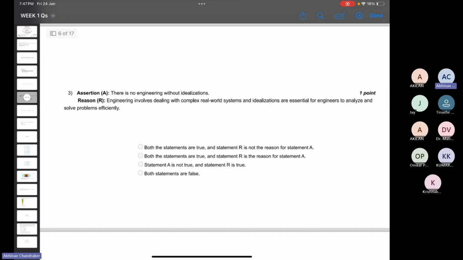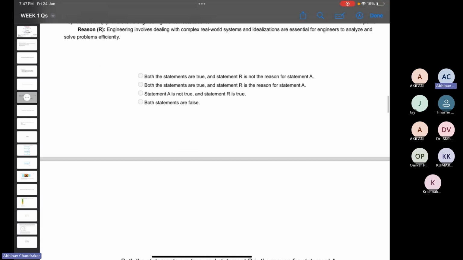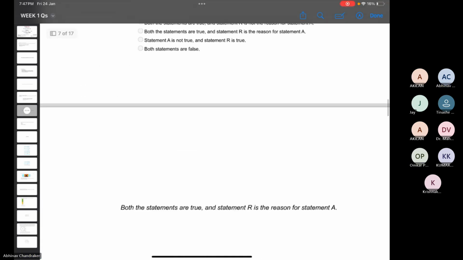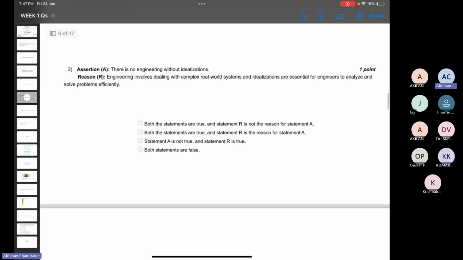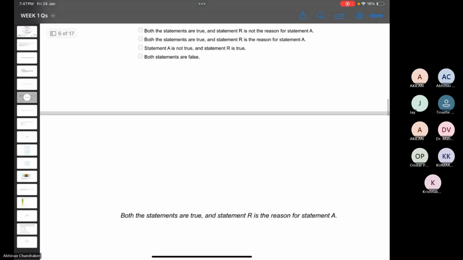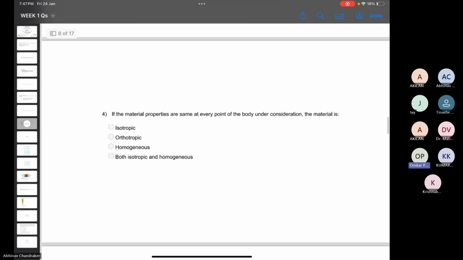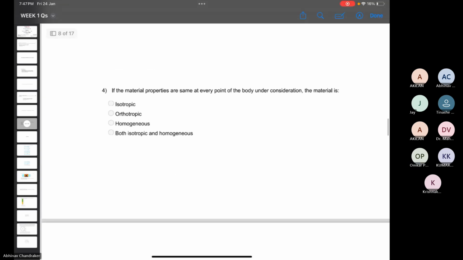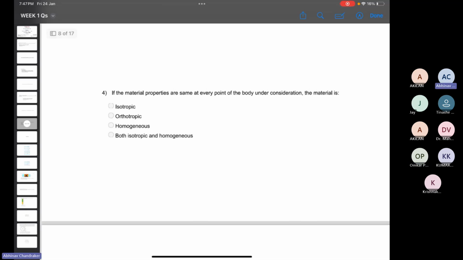If that was clear, we'll move ahead. So the correct answer to this is B. Both statements are correct, and the reasoning is also correct for the question. Coming to the next problem, you can take a look at it.